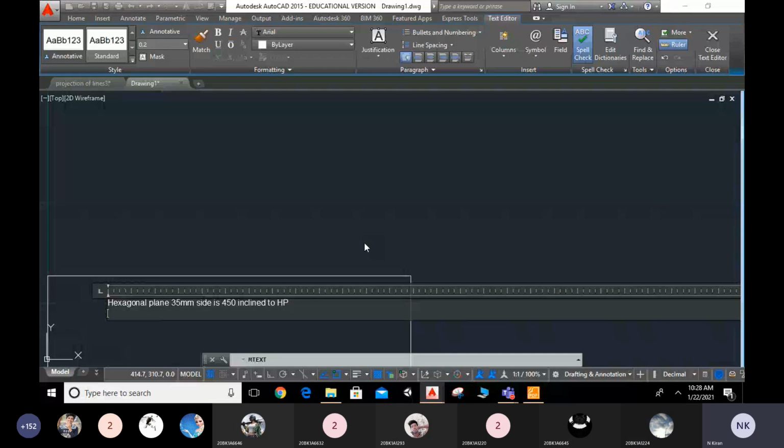Hello. Yeah. Inclined to HP. And one of its corner. Okay, I will 15 take one mm corner. above HP. One corner. 15 mm above HP. 15 mm above HP.